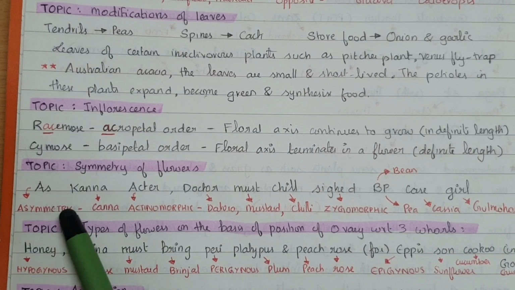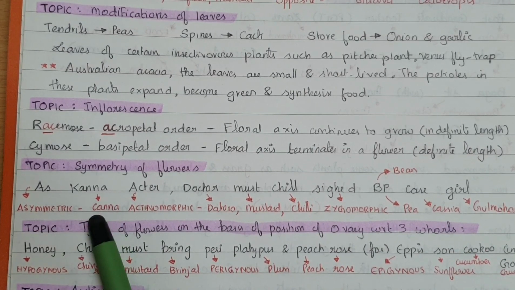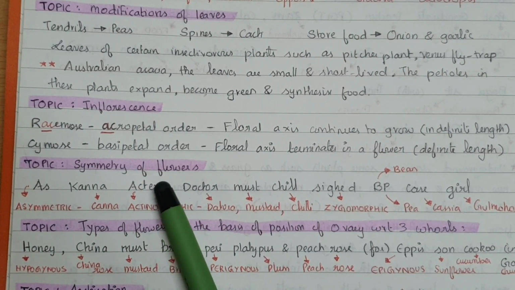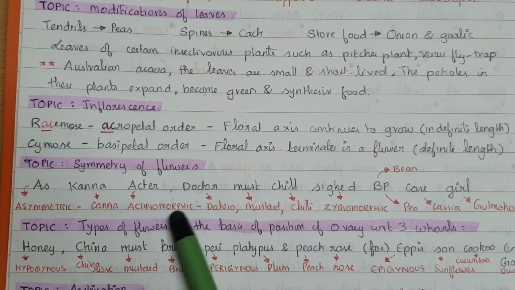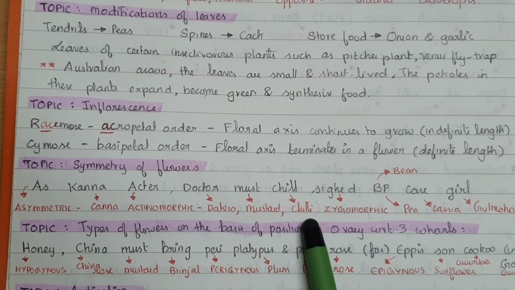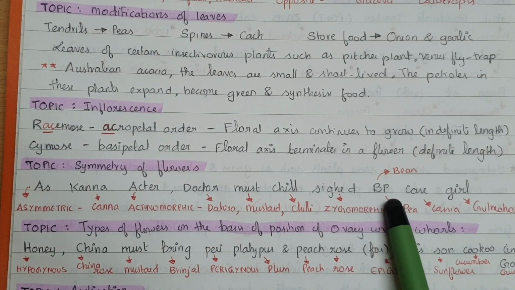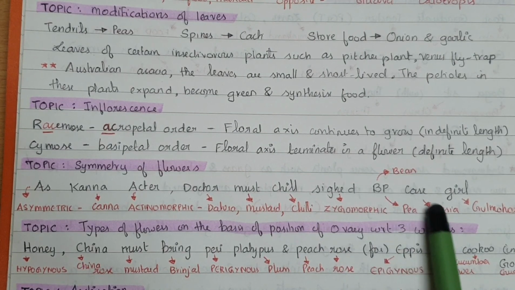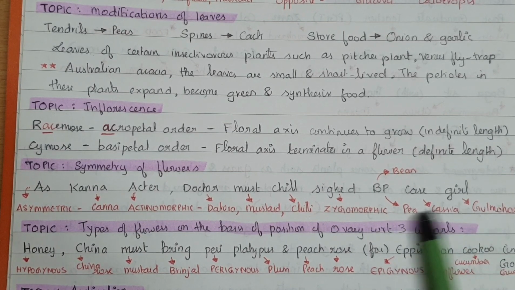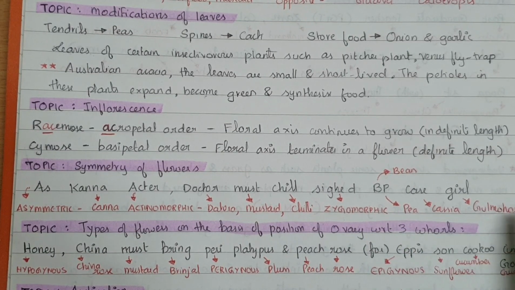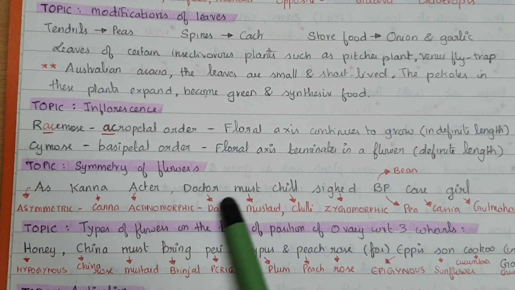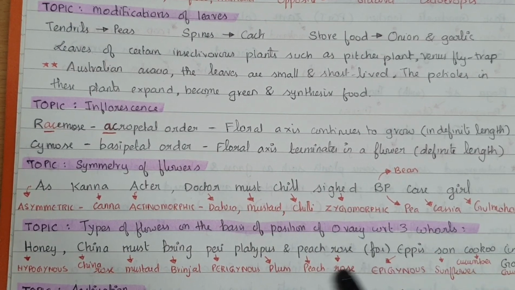So the trick is asymmetrical. As for asymmetrical, Kanna for Kanna, acted for actinomorphic. It's not actor, it's acted. Actinomorphic consists of datura, mustard, chili, and then zygomorphic, which consists of bean, peas, cassia and gulmohar. So gulmohar, BP case girl, sighed BP case girl. "As Kanna acted, doctor must chill, sighed BP case girl."